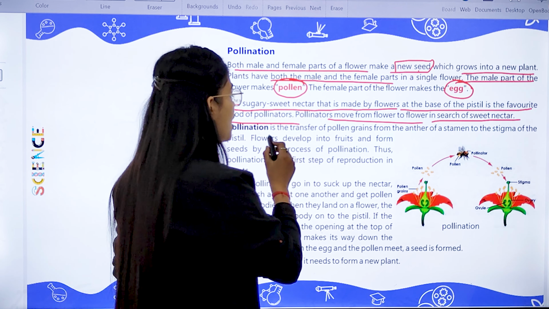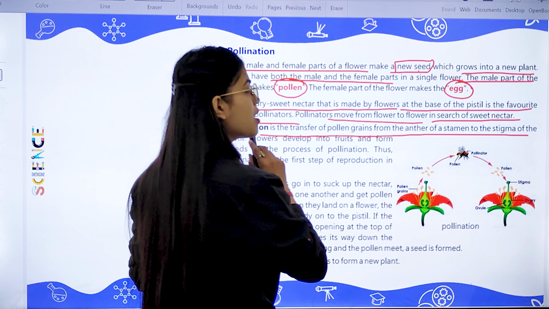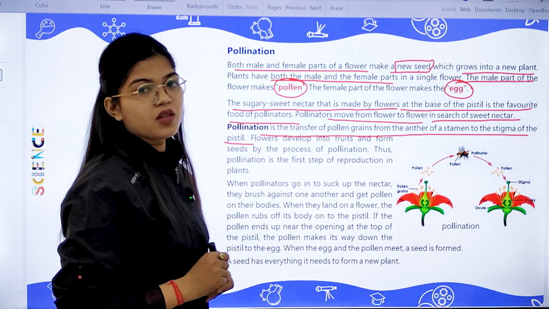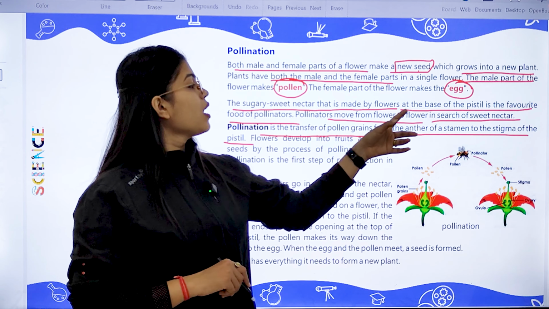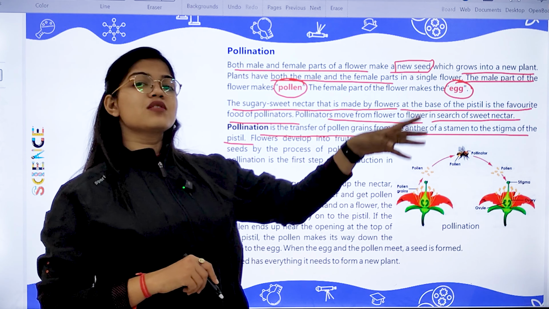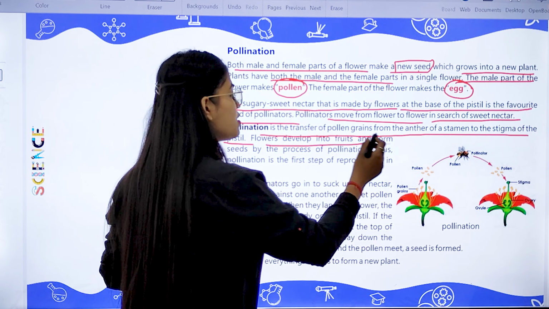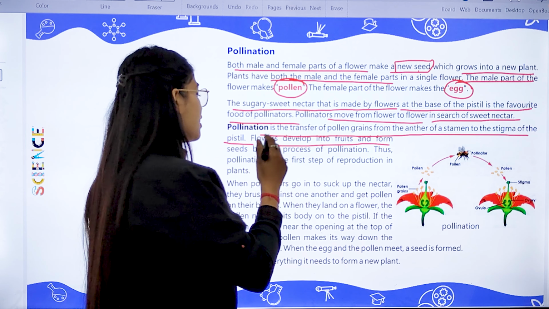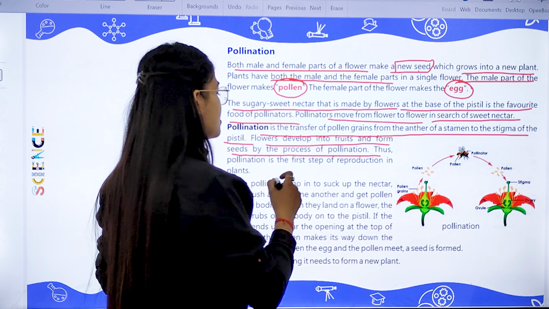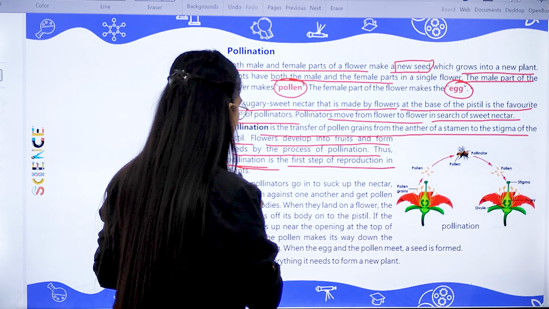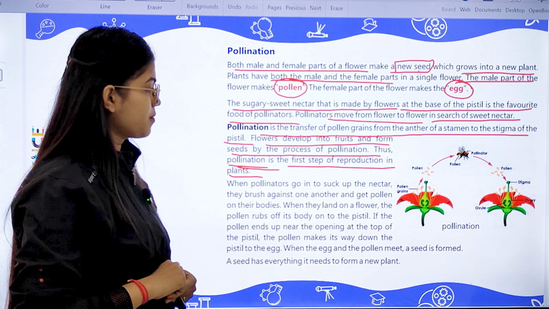It means the transfer of pollen grains from the anther of a stamen to the stigma of the pistil. When the pollen grains get transferred from the anther of a stamen to the stigma of the pistil, this process of transferring the pollen grains from the male part to the female part is known as pollination. And then these flowers develop into fruits, and then they form seeds by the process of pollination. So, therefore, we can say that pollination is the very first step of reproduction in plants.